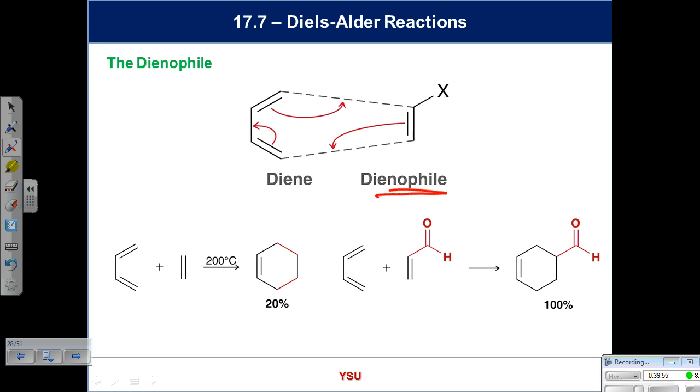Something that likes dienes, right? Electrophiles like electrons, nucleophiles like nuclei. Dienophiles are really fond of dienes. Yeah? They get along well. So you mix these two things together, and away we go.